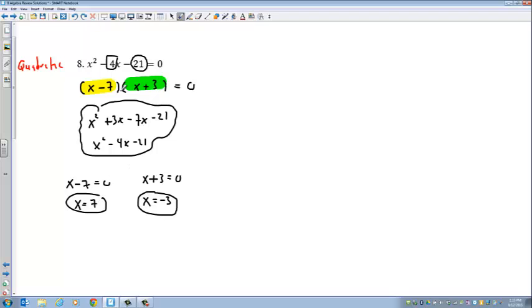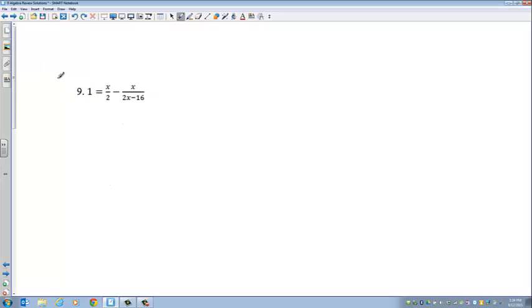And again, you can check your work by plugging in 7 and squaring it, taking away 4 times 7 minus 21. It better give you back 0 if you did it right. And we can do the same thing with this negative 3. We can plug it in, square it, take away 4 times negative 3 minus 21, and we should get back 0. So that's a quadratic equation. The next problem is a rational equation.